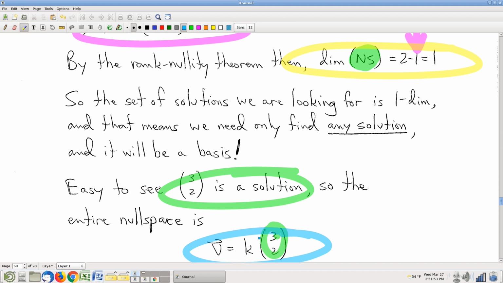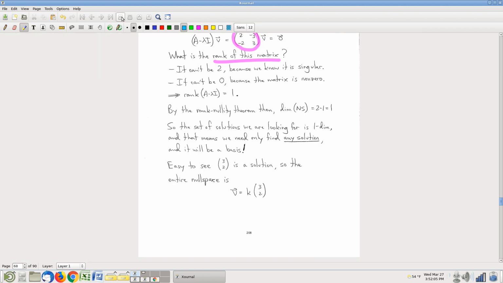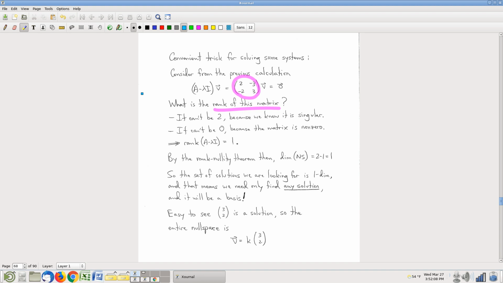Yep. Since it's one-dimensional, there's only one solution for a basis. If you plugged in 4 as the lambda value, would you get a multiple of it? Oh, it's a slightly different story for that. For a different eigenvalue, you're going to have a different matrix. A minus lambda I is going to be different, and we'll talk about that next.